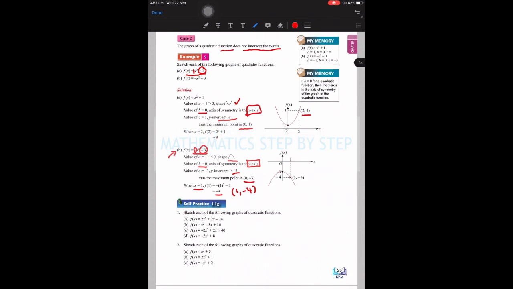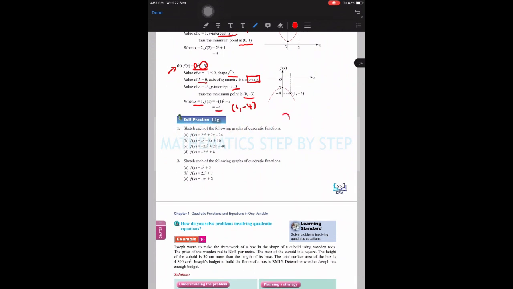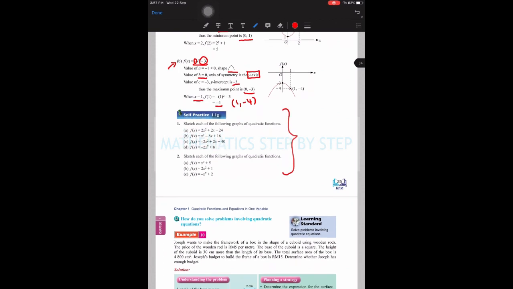I believe that you have learned something today. Please go back and complete this self-practice 1.1G at home, to sharpen your skill on how to sketch the graph of a quadratic function.